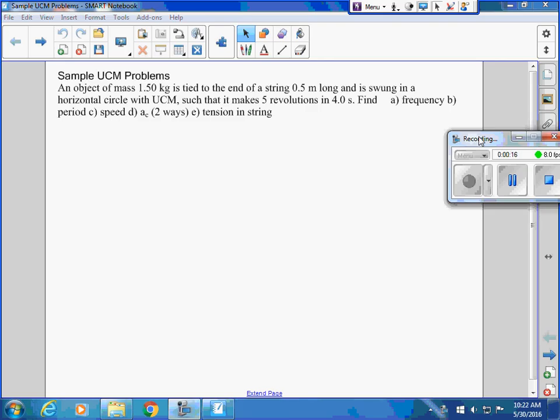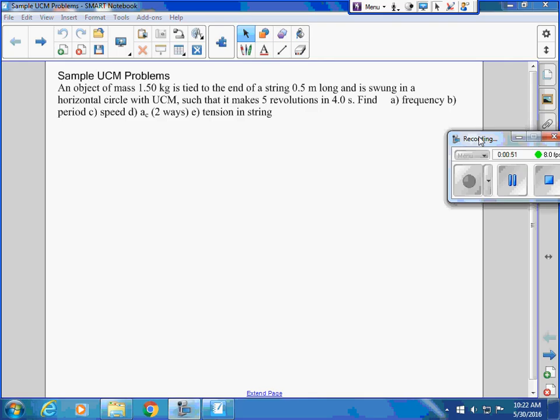You're hurting me. Okay, so today I'm going to do two sample questions and show you how to use them. So here we have an object of mass 1.5 kilograms, so it's pretty heavy, tied to the end of a string 0.5 meters long and swung on a horizontal circle with UCM. Uniform circular motion, which is basically everything we're talking about. Uniform circular motion means that the speed remains constant, such that it makes 5 revolutions in 4 seconds. Find the frequency, find the period, find the speed, find the centripetal acceleration 2 different ways, and the tension in the string.